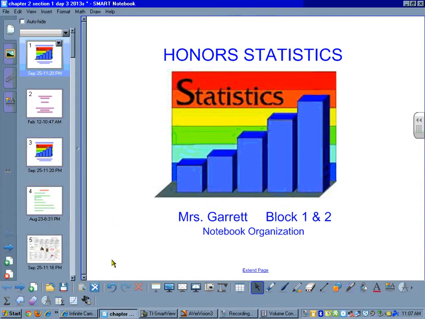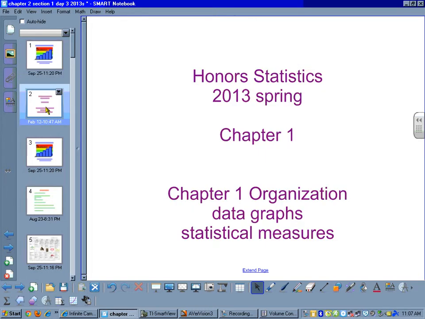Alright, welcome back. This is the Notebook Organization for Honors Statistics. This is Chapter 1 in the spring semester 2013. Chapter 1 deals with data, graphs, and statistical measures.